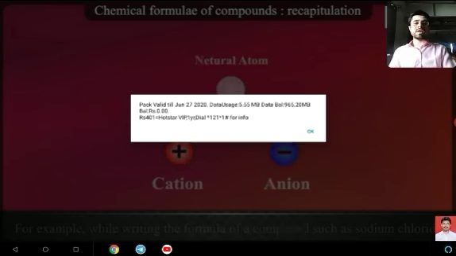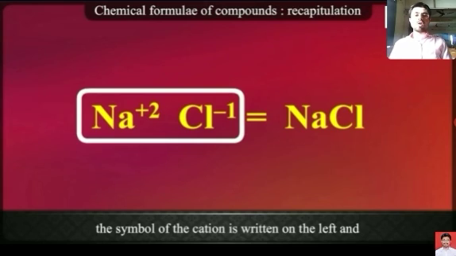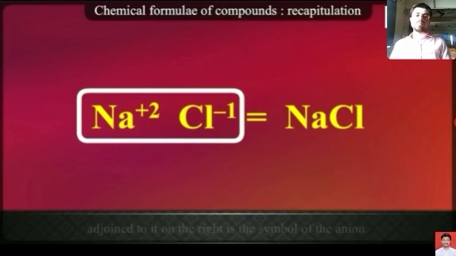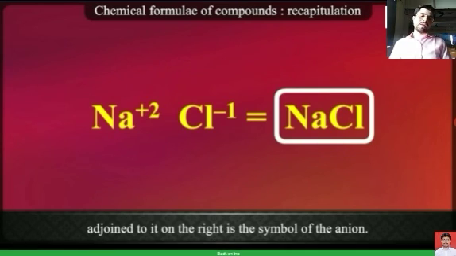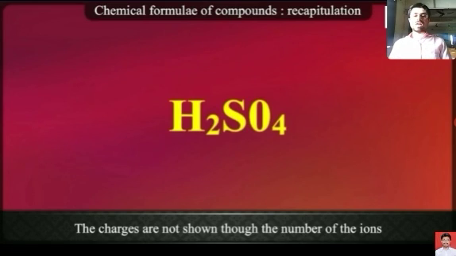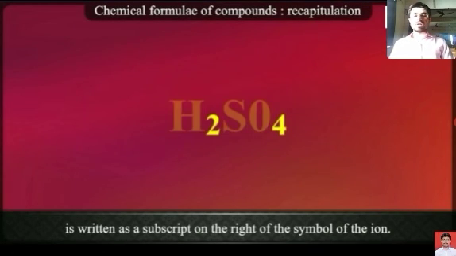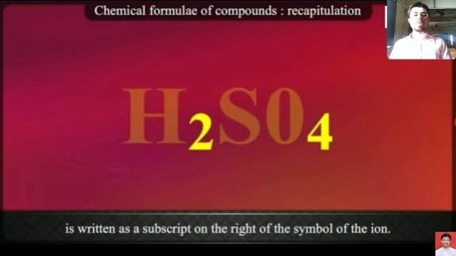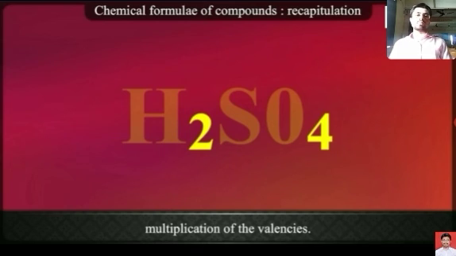As we all know, cations are formed by loss of electrons and anions are formed by gain of electrons. For example, while writing the formula of a compound such as sodium chloride, we write like this. The symbol of the cation is written on the left and adjoined to it on the right is the symbol of the anion. The charges are not shown, though the number of ions is written as a subscript on the right of the symbol of the ion. This number is obtained easily by the method of cross multiplication.